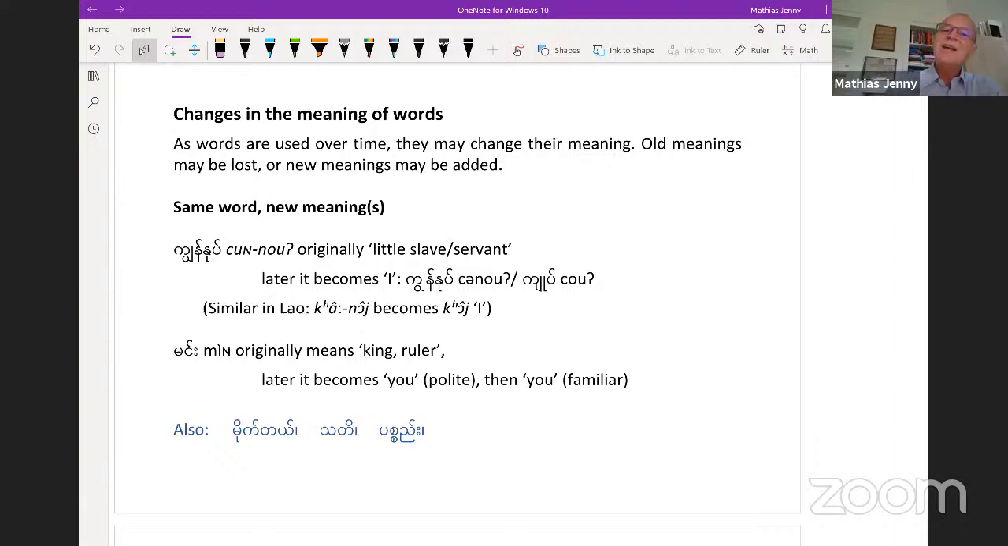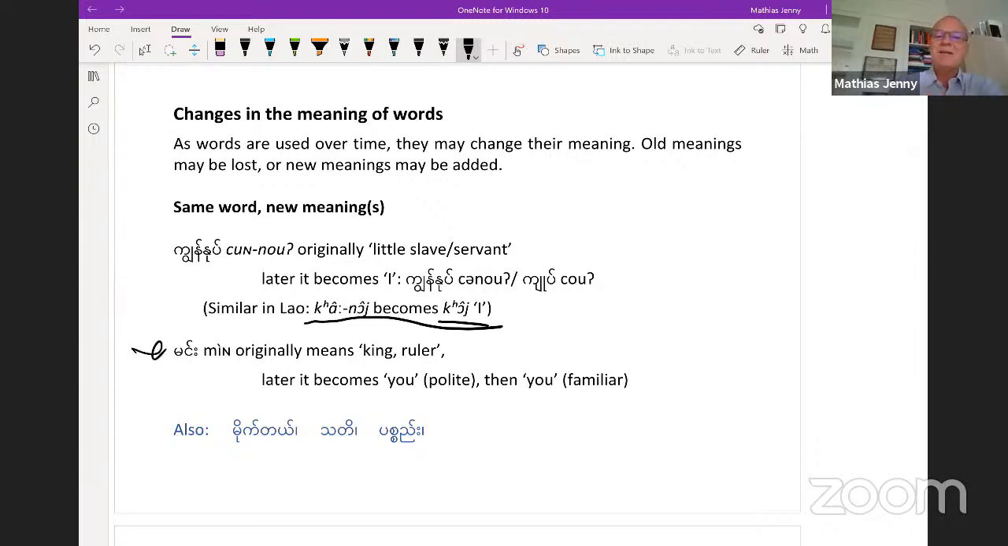A very similar development can be seen in Lao, where ka noi, ka is servant, noi is small. So ka noi is no. And also in Lao, this has been merged into one syllable, koi, from ka noi. Like no becomes jo. So this is something that happens in the area quite a bit, obviously.